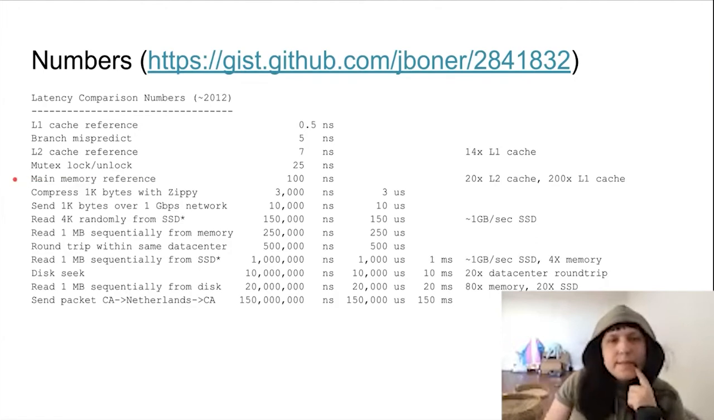But it's important to understand that large chunks of memory, if you want to access them, if you want to store like 1 gigabyte or even a 100 megabyte array in JavaScript, it's not going to be something good. Compress 1 kilobyte with Zippy. That's related to algorithms. So with good algorithms, we can get low latency numbers. So this is to understand. Send 1 kilobyte over 1 gigabit network. This is something we can manage by proximity and by controlling bandwidth of network. And read 4K randomly from an SSD.